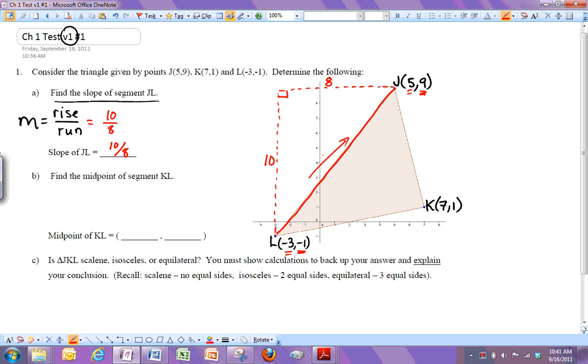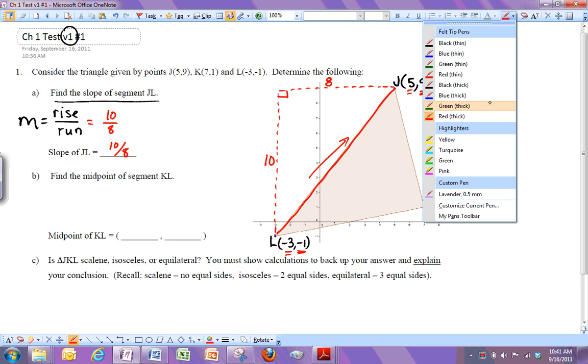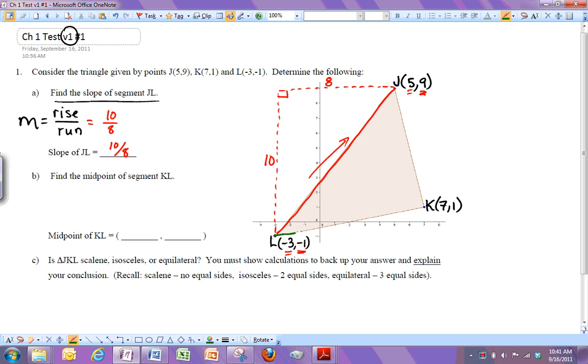Okay, so for part B, we have to find the midpoint of KL. Okay, so remember midpoint, here's KL. So let me get another color here. Let's do green. So here's KL, right? Well, the midpoint, roughly maybe about here. Now, if you just guess 2, 0, I think you're right, but guessing won't get you full credit because you have to show all your work.